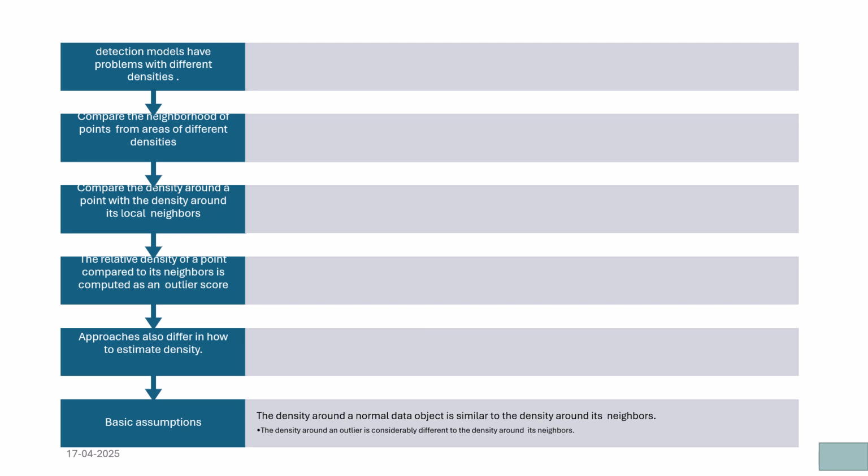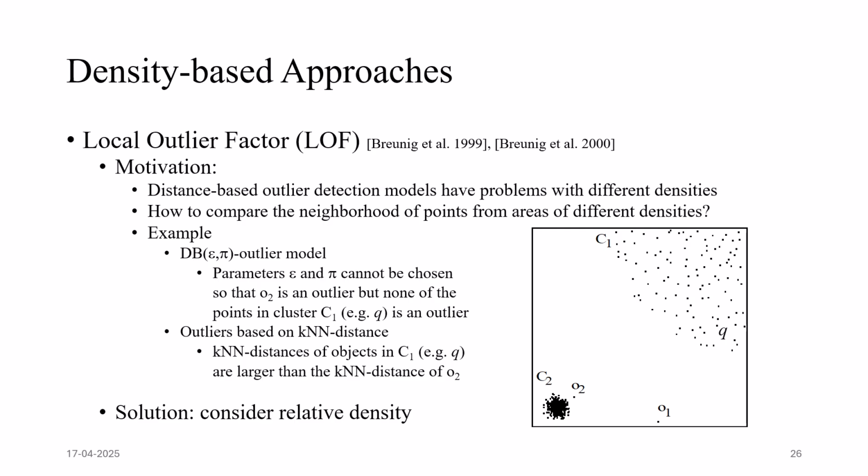The basic assumption is that the density around a normal data object is similar to the density around its neighbors. The local outlier factor is the average of the ratio of the local reachability density of O and those of O's k nearest neighbors. The lower the local reachability density of O, and the higher the local reachability density of the k nearest neighbors, the higher the local outlier factor.